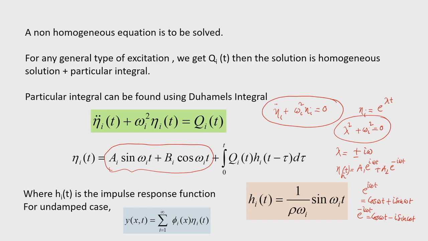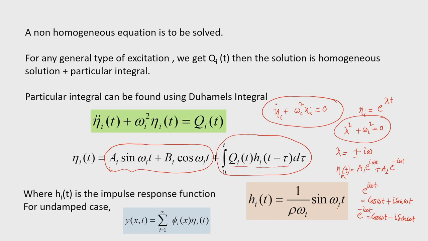Using this, we come back to the equation, clubbing the constants. So ai, bi are the constants of integration that have to be found from the initial conditions. And this is the forced response of the generalized coordinate. Qi(t) is the generalized force, and this is the impulse response function, which has been derived earlier. For undamped cases, the impulse response function hi at the ith mode is nothing but 1 by rho omega i sin omega i t, where omega i is the ith natural frequency and rho is the linear density of the material, that is mass per unit length.